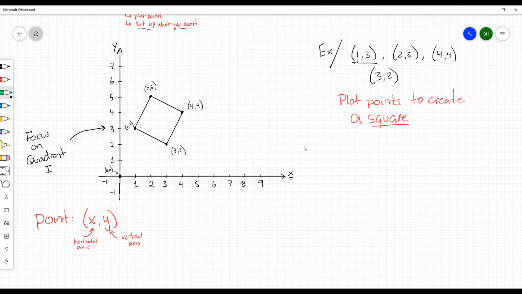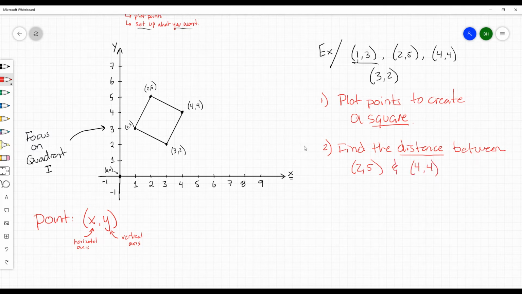So in order to do this, let's look at some questions for this example. We'll call this question 1 or part 1, plot the points to create a square. Part 2, find the distance between the points 2, 5 and 4, 4. Now, this type of question I'm going to refer to as a basic question. It's very straightforward. It tells you exactly what to do, and you know exactly what points you're looking at.